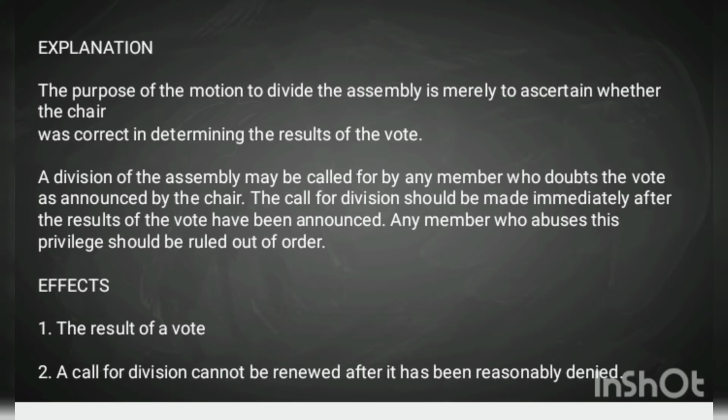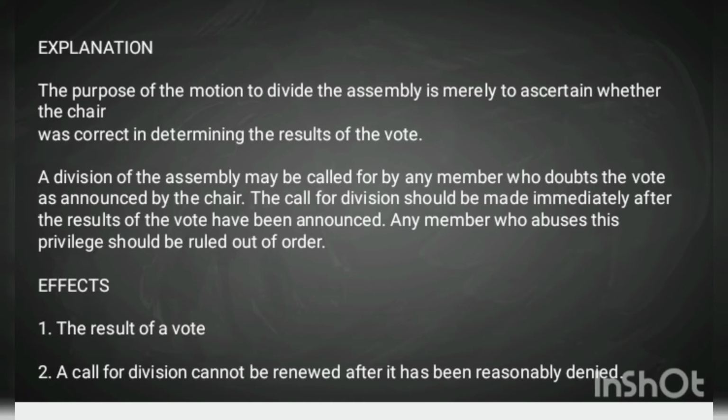The call for division should be made immediately after the results of the vote have been announced. But if there is a doubt on the results, a division of the assembly may be called by any member who doubts the vote as announced by the chair, or the chair himself may doubt the result. He may order a recount. So after the call for division is made, the chair should proceed to take another vote on the question, this time by adopting a more accurate method of counting the votes.